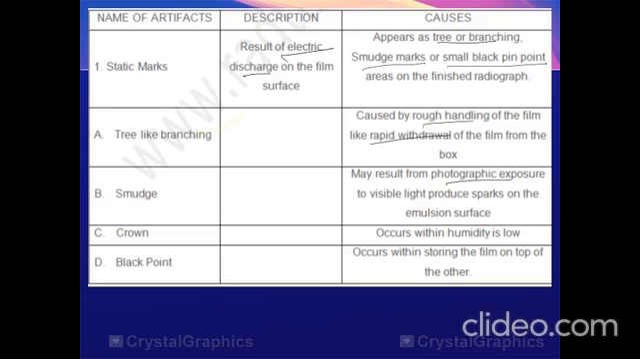So, parang may spark siya. Crown occurs when the humidity is low. Black point occurs when storing the film on top of the other. So, aside from the pressure marks, pag lying down, pwede din magkaroon ng black point, which is yung pinaka-pressure. Yun yung part ng film na nadaganan.